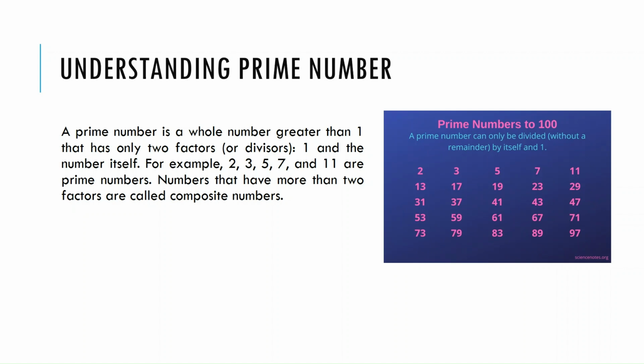Now, there are a few categories of numbers which we call composite numbers. Composite numbers are actually the opposite of prime numbers. We will deep dive into this in the upcoming slides.